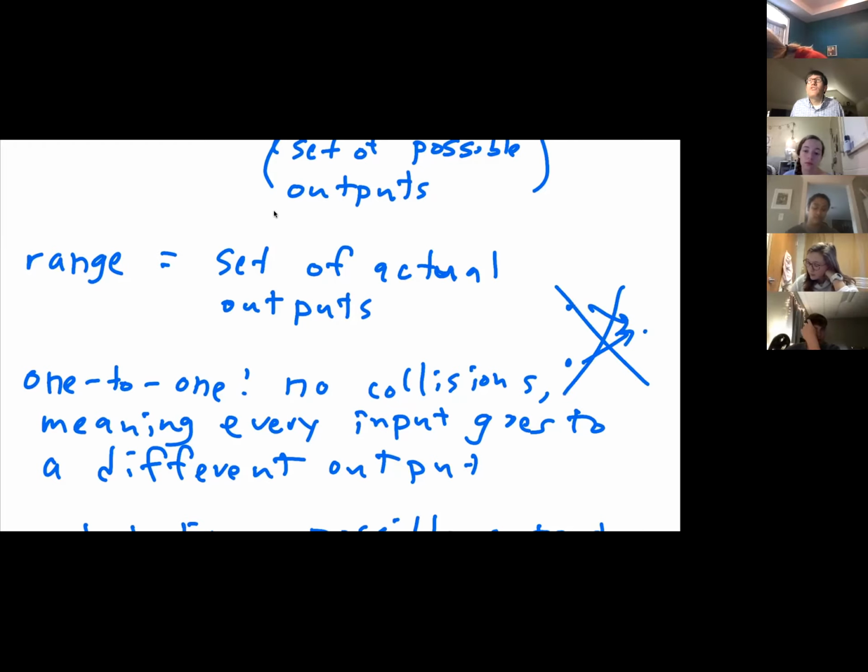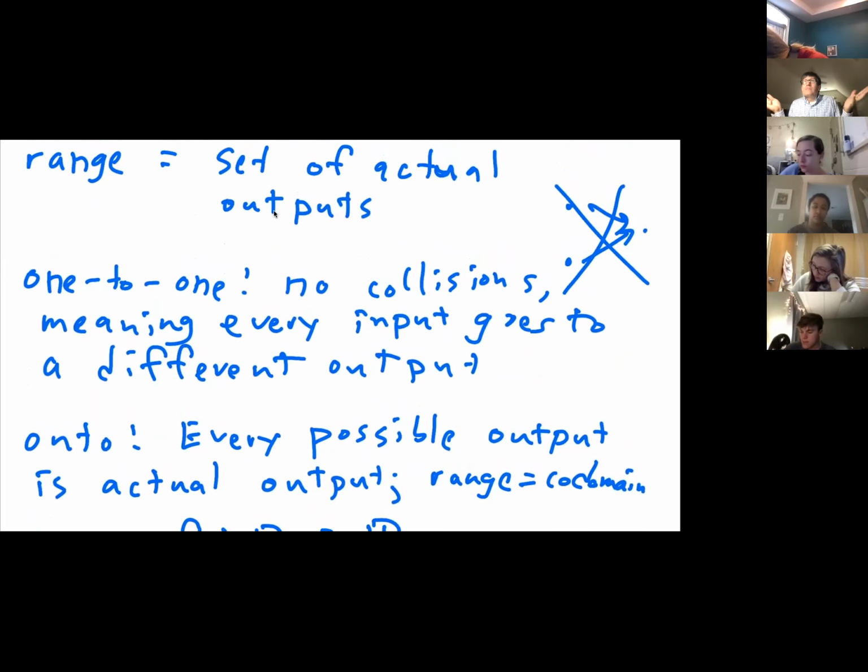Okay, and we also have the idea of onto. Onto means every possible output is an actual output, right? Meaning that the range fills up all of the codomain. So the range is the set of actual outputs. The codomain is the set of possible outputs. So if the range fills up the entire codomain, we say that the function is onto.